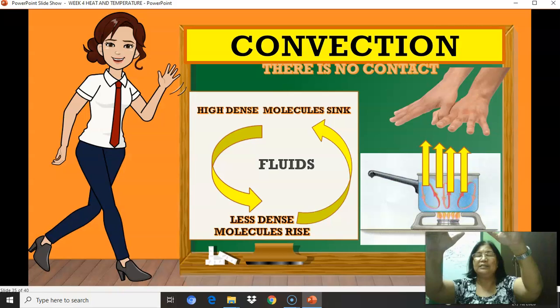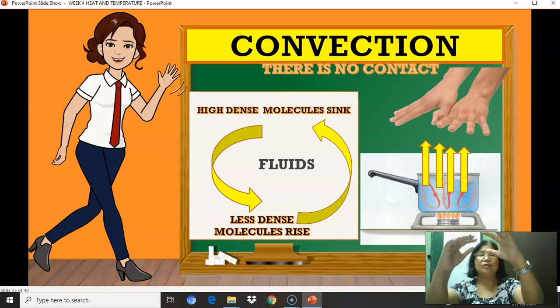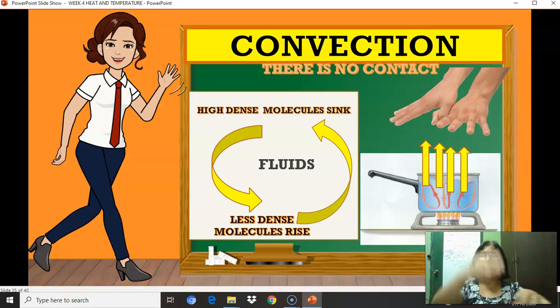Pagdating sa taas, malalamigan na naman siya, ang tendency, magiging closer sila ulit, these molecules. So pagka naging closer, naging high dense na yung molecules, the tendency for them is to sink. So the cycle just continues. That is what we call convection. Okay, you have heard about the convection current. Ganito rin yan. And this is true for fluids.